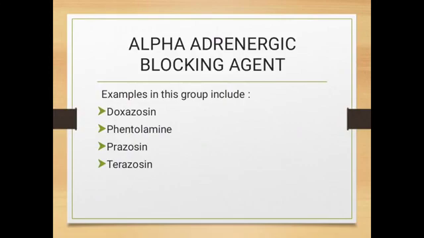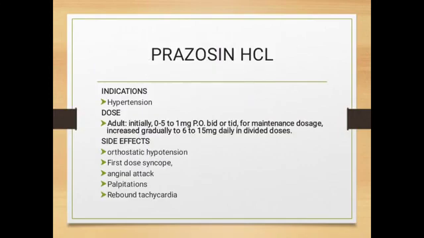Apart from that, the other group of antihypertensive drugs that we can talk about is alpha adrenergic blocking agents, or the alpha blockers. And here we have drugs such as doxazosin, phentolamine, we have prazosin, we have terazosin. And here we can probably look at a common drug which is used, which is prazosin hydrochloride. And prazosin is also used in management of hypertension.